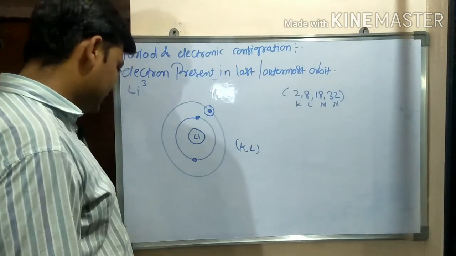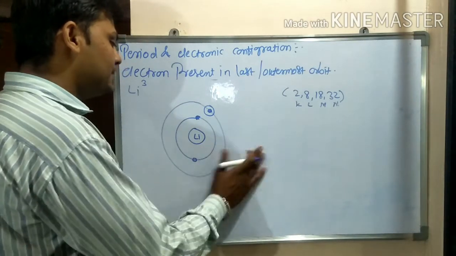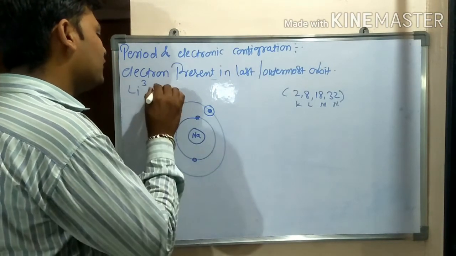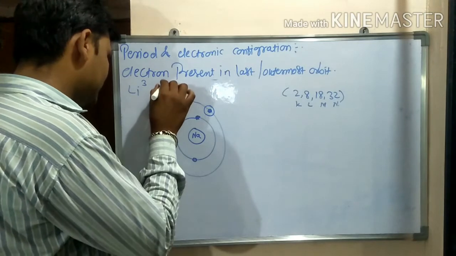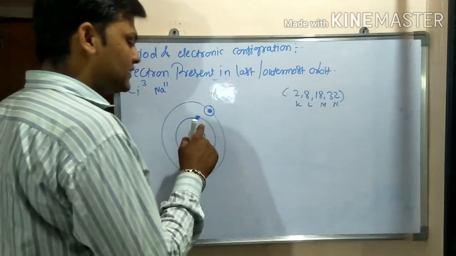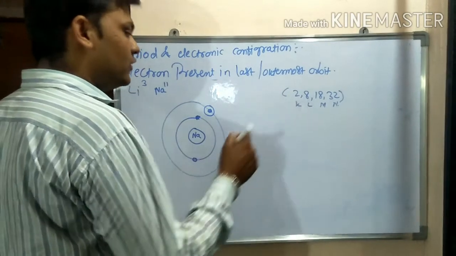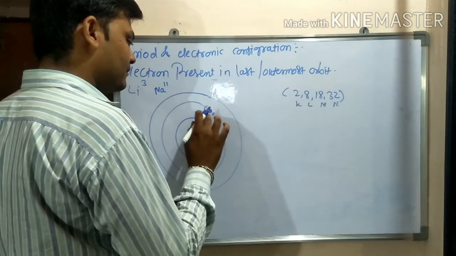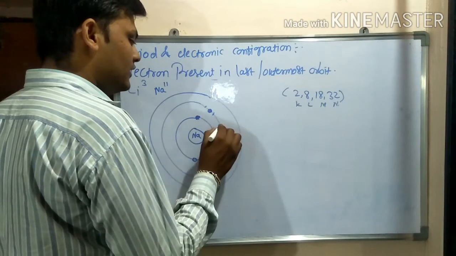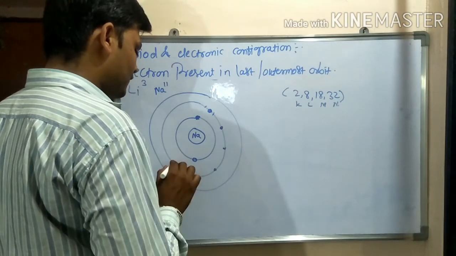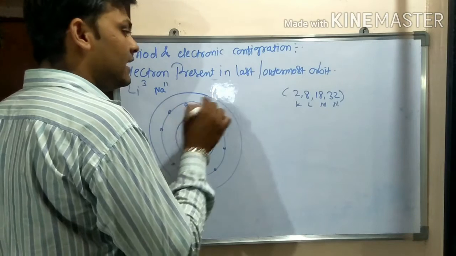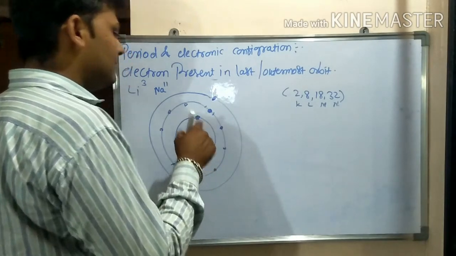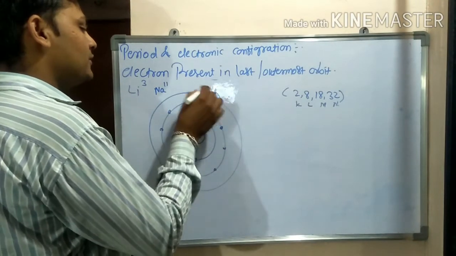Same if we take sodium, Na, the electronic configuration of sodium is 11. Which means in the first orbit we place 2, in the second orbit we place 8 electrons, 1 2 3 4 5 6 7 8, and in the third orbit 1 electron remains, because 8 plus 2 is 10, 10 plus 1 is 11. So here sodium also 11.